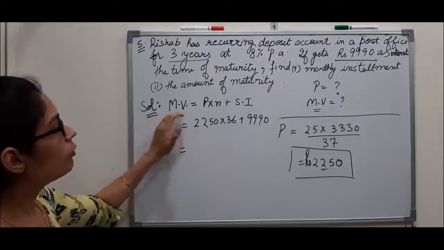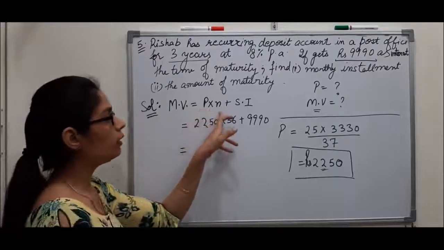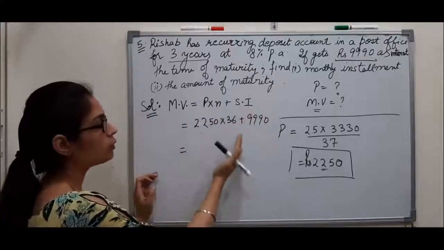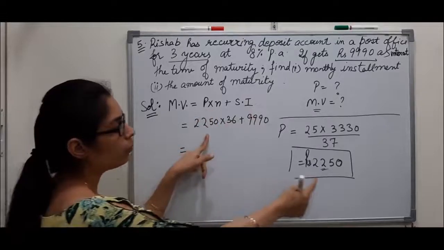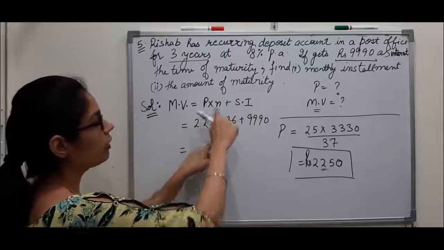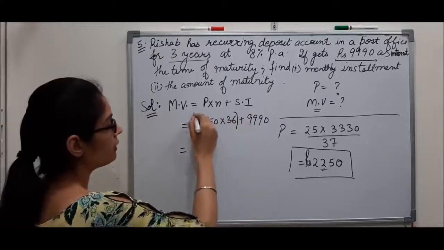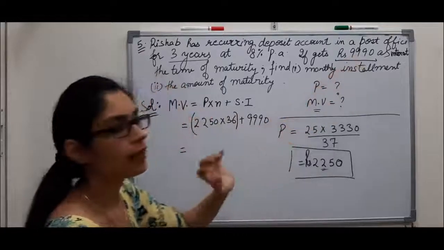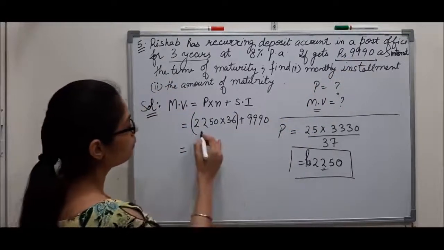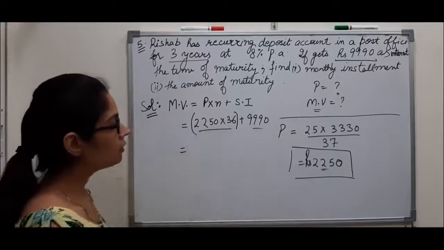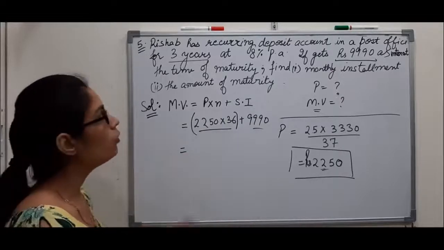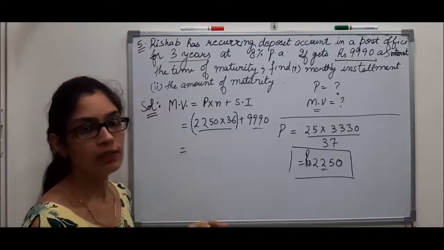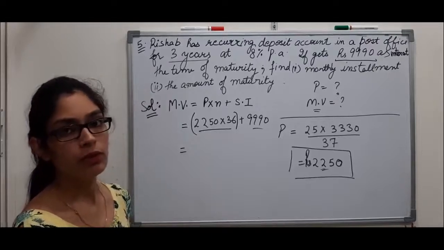Now let's calculate the maturity value. We know the formula, it is P into N, where P is the monthly installment, into N number of months, plus simple interest. So I will just substitute the values. P, as we have just calculated, is 2250 multiplied by N, which is 36 months, plus simple interest. Simple interest is already given to me, 9990. We will just do the multiplication and then add this, and we will get the maturity value of this sum. I am sure these are simple calculations, you can do them yourself, and still if you have any doubts you can surely write down to me.